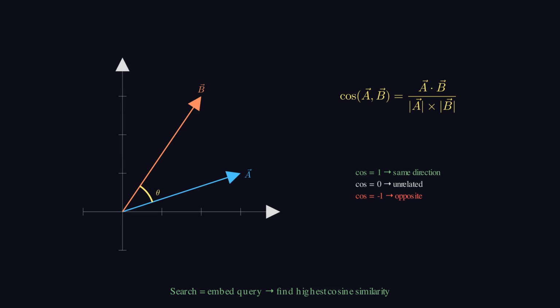The formula: cosine similarity equals the dot product of A and B divided by the product of their magnitudes. This is how search engines work. Your query is embedded, every document is embedded, and the engine returns documents with the highest cosine similarity to your query.